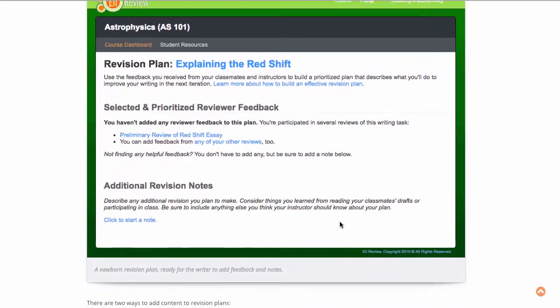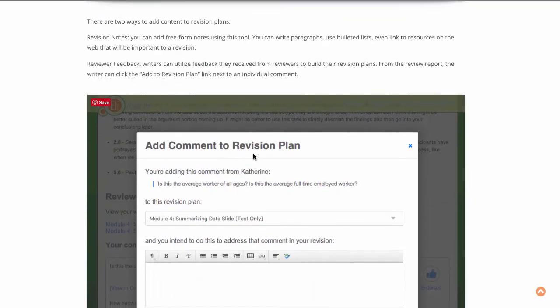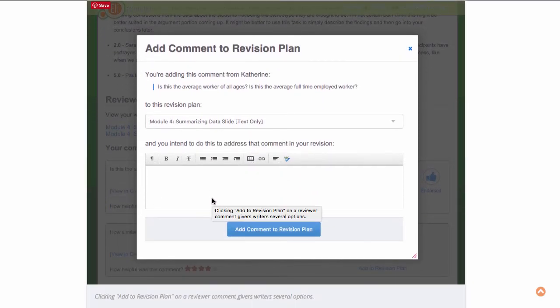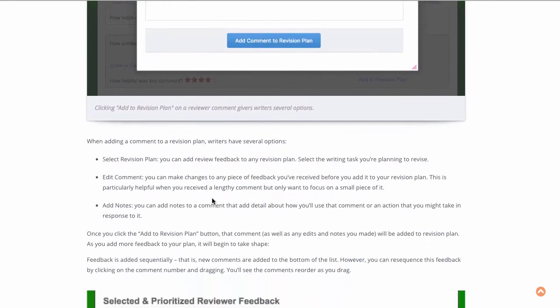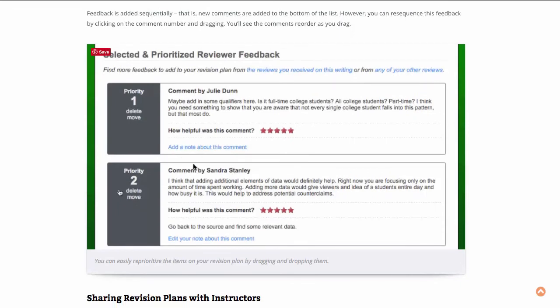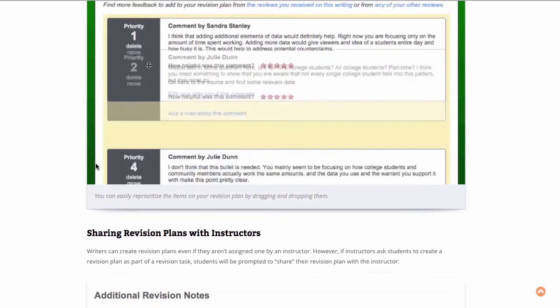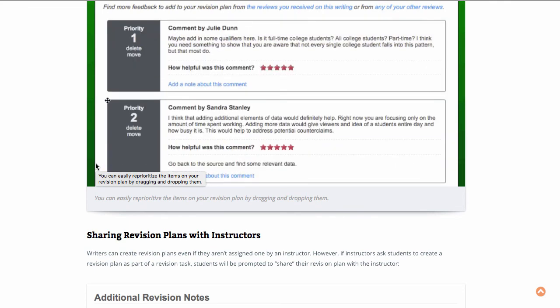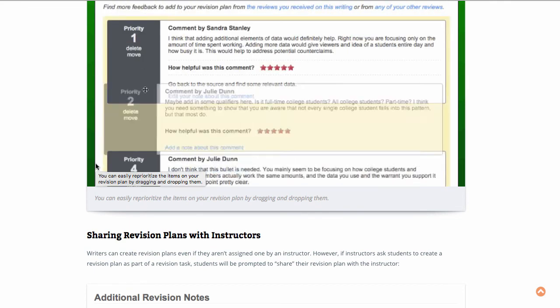So to build a revision plan, you have to add that comment to a particular writing task, and then you get a note box where you can say how you are going to use that particular feedback in revision. So this is a note for you that I can see as the instructor if you share the plan with me. The next spot is that you also get to drag and drop those comments into a priority list. So you can say, this is the first thing I'm going to do, and this is the fourth thing I'm going to do if you have that many.